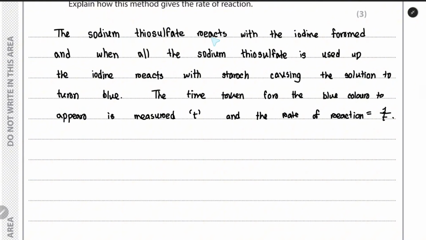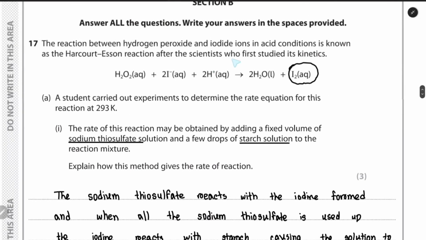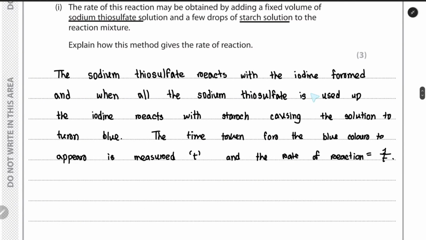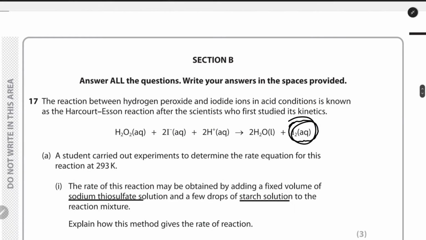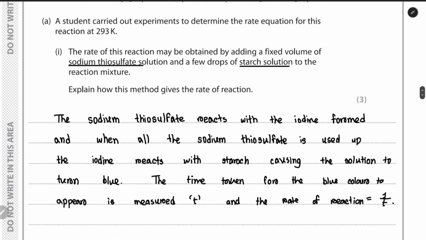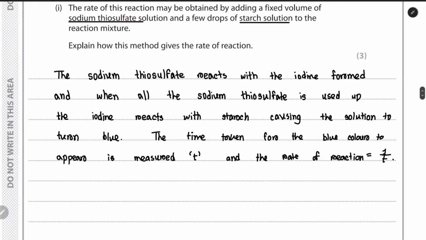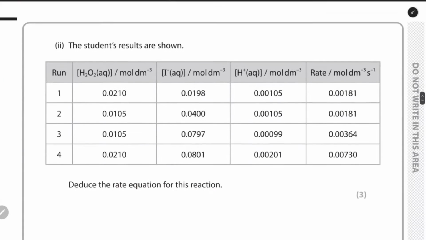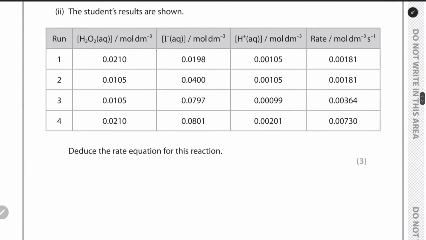We talk about how the sodium thiosulfate reacts with the iodine that is being formed in this reaction, and when all of the sodium thiosulfate is used up, the iodine that's still produced will react with the starch solution, and when that happens the solution will turn blue, and we record this time taken for the blue color to come, and the rate of reaction is 1 divided by this time. And this is it for this question. Now moving on to part 2, we have to find the rate equation for this reaction.